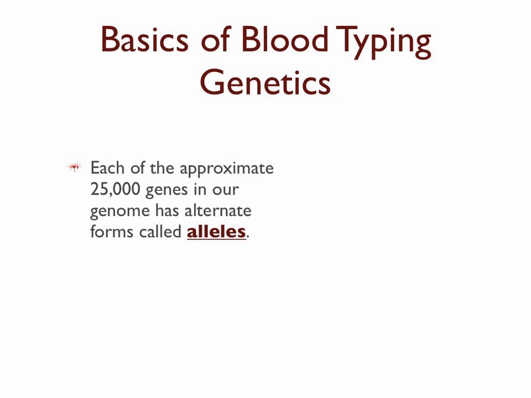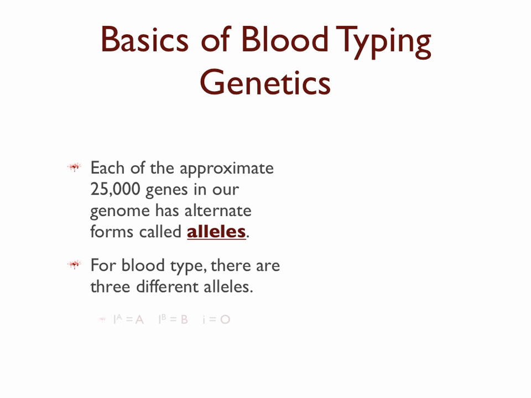For example, there are three different alleles for blood type: the IA allele, the IB allele, and the lowercase i allele. For simplicity, each of those alleles is referred to as the A allele, the B allele, and the O allele.